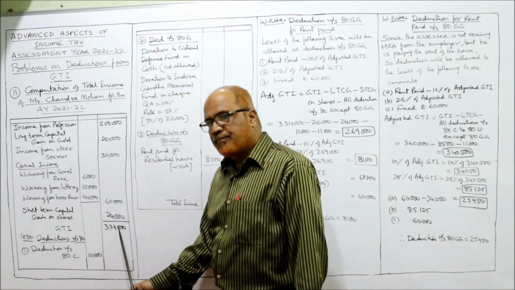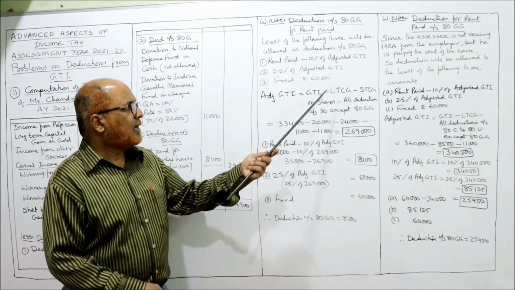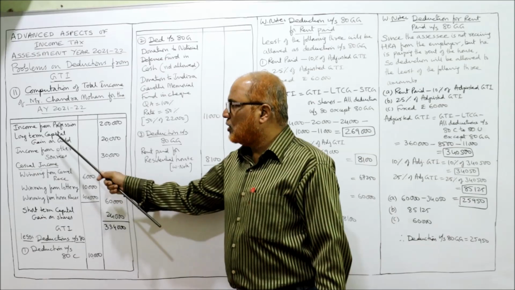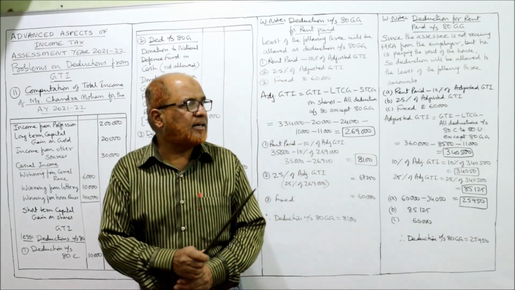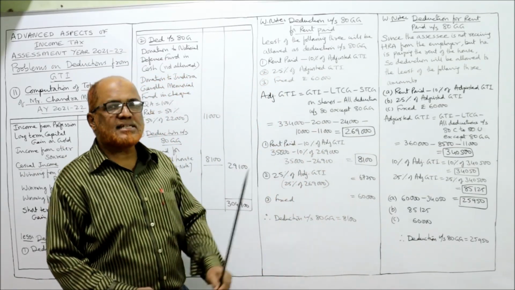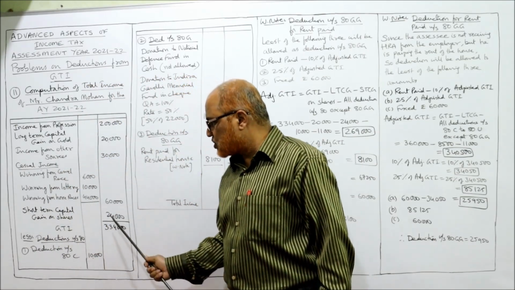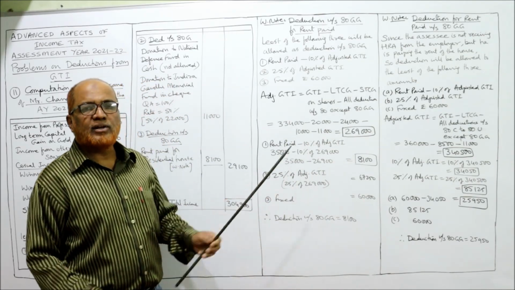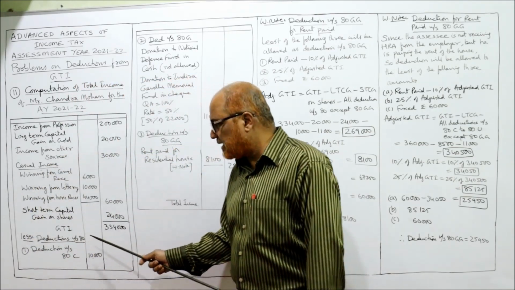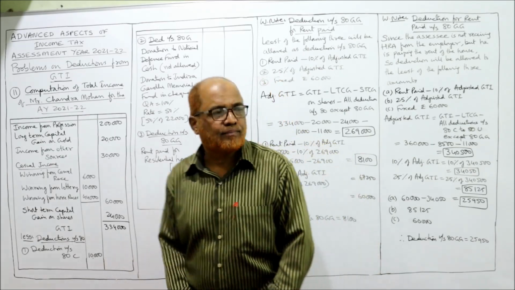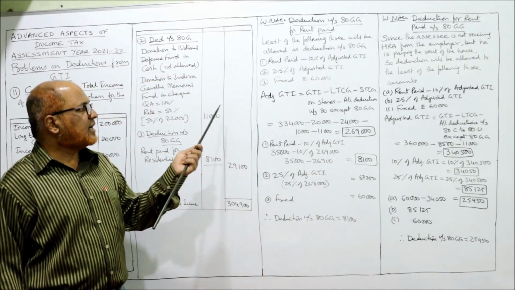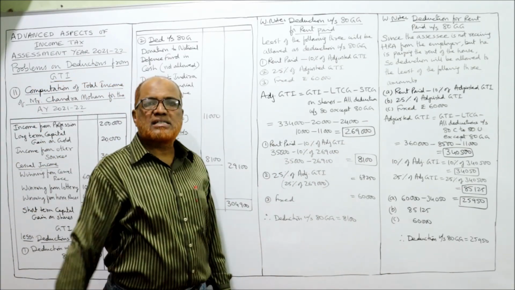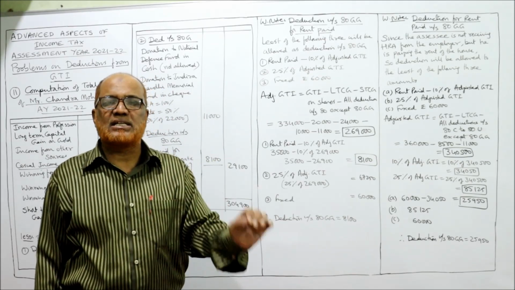Now, gross total income 3,34,000, which we got just now. LTCG, how much is included here? Long-term capital gain on gold 20,000. Deduct 20,000. Similarly, STCG on shares 24,000. Deduct 24,000. Now deductions under section 80. Deduction under section 80C is 10,000, so I have deducted 10,000. Deduction under section 80G is 11,000. Deduct 11,000. So 2,69,000 is the adjusted GTI.